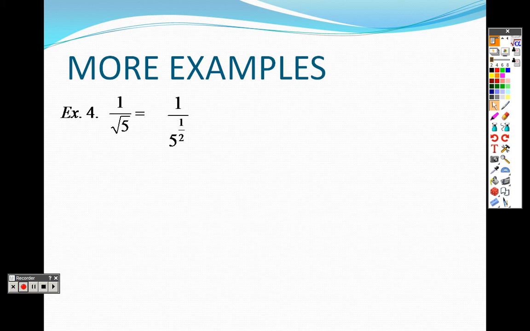So what that means is, in this example, I have 1 over root 5. Well, root 5 I can rewrite as 5 to the 1/2. So we're going to multiply the bottom by 5 to the something power. And that something power is going to be whatever happens to make the exponent a whole number on the bottom.